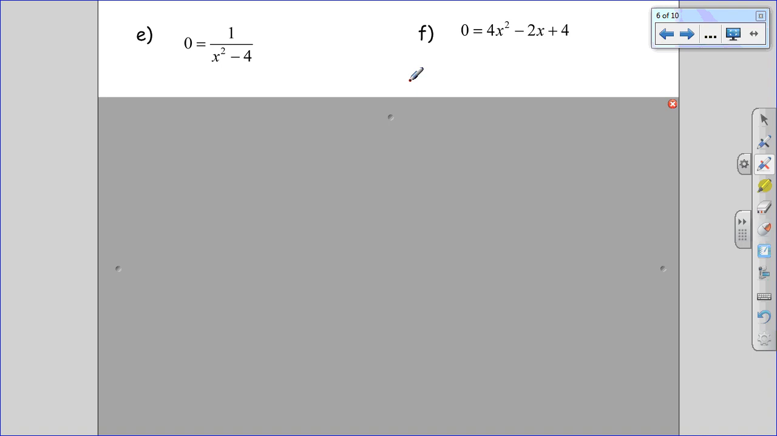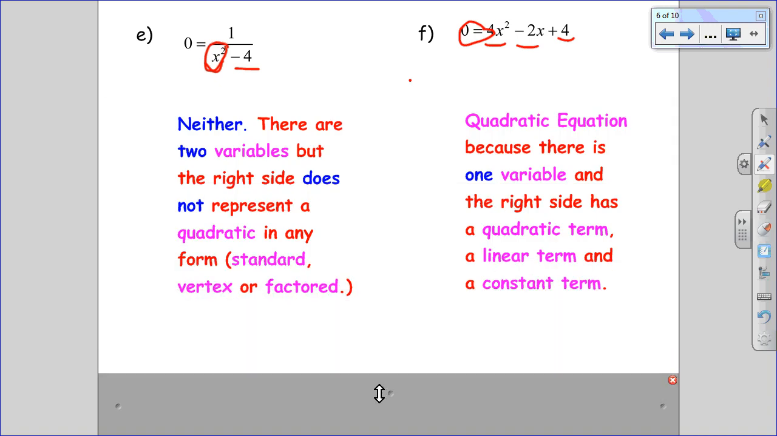Part E. Again, I have one variable. It can't be a quadratic function. Could it be a quadratic equation? I do have a quadratic term, and I do have a constant term. But they're in the denominator of what's called a rational expression. It's not quadratic because it's 1 divided by a quadratic. Part F. I have an x squared, a quadratic term, a linear term, and a constant term, so it's definitely quadratic, but I only see one variable, so it's in fact a quadratic equation.